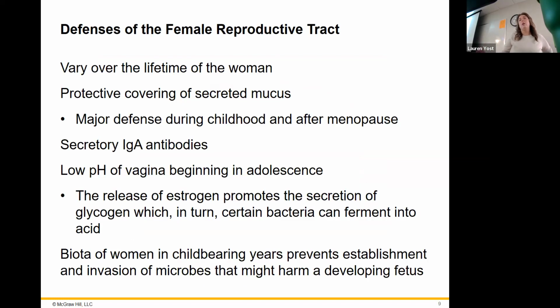All right, the defenses for females: because the whole tract is going to vary throughout the lifetime, so will the defenses that come along with it.